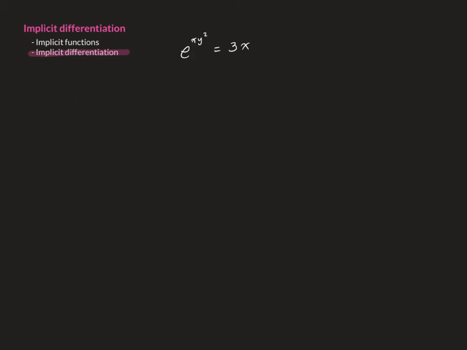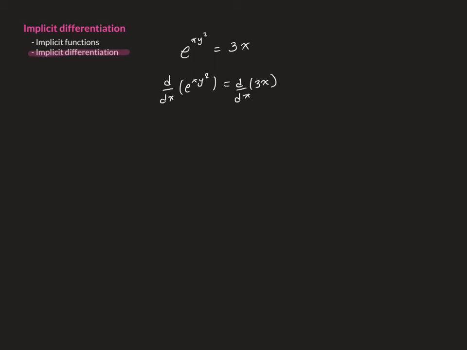Let's do one more example. This time we're including a function that is not as trivial as a polynomial. So we have here an exponential function. To differentiate this implicitly, you want to do the derivative on both sides like we did before. Please notice that in this case the y is also in the exponent of the expression. That's going to be very important.